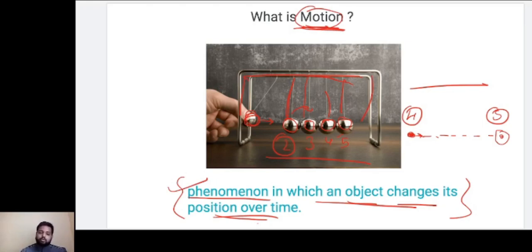One more thing, guys. Whosoever is watching this video, it's my humble request to all students to take a notebook with you and start writing down whatever definitions you're seeing. Just pause the video and write down the definitions.